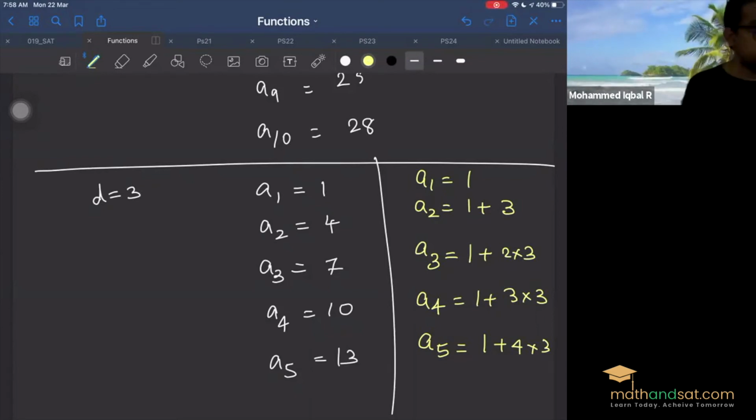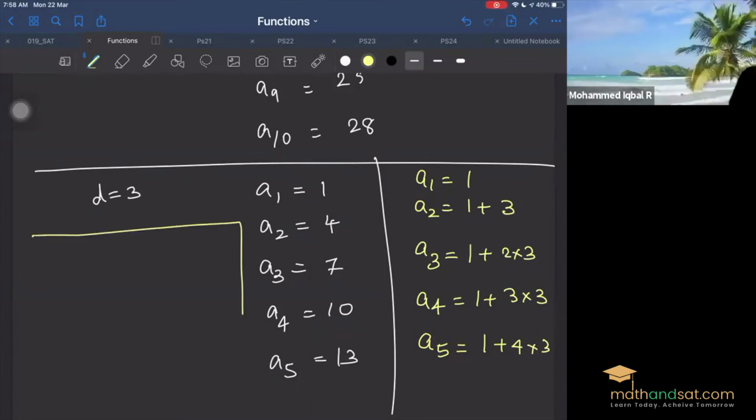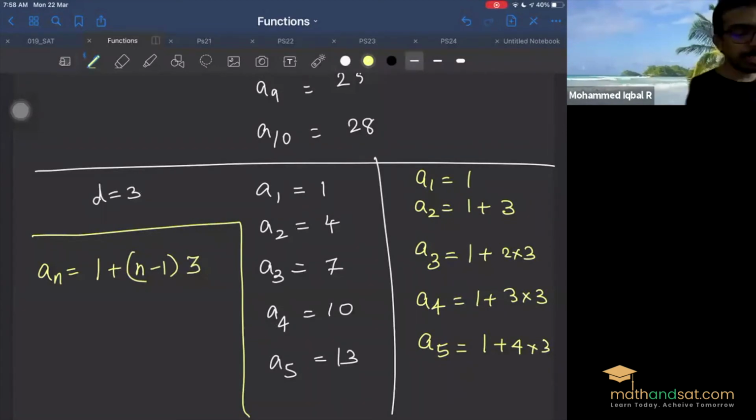Now to get the nth term, to 1, you add n minus 1 times 3. Why? Because to get a1, you added 0 times 3. For a2, you added 1 times 3. For a3, you added 2 times 3. For a4, you added 3 times 3. For a5, you added 4 times 3. So for n, you are going to add n minus 1 times 3 to the number 1.